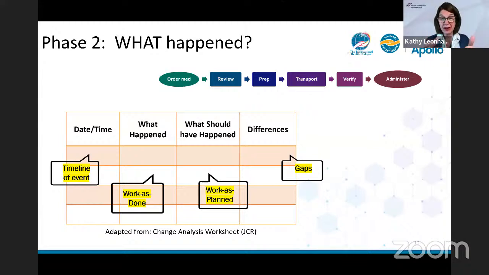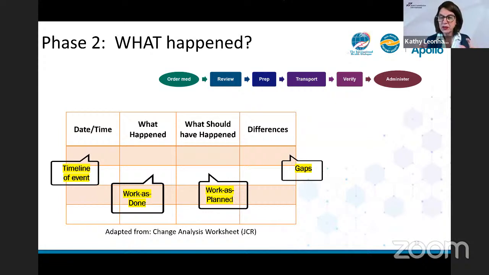What should have happened, work as planned, that physician should have completed his orientation and training. What happened? The new oncologist was practicing alone. What should have happened is that a senior physician, a senior consultant, was there to help proctor and mentor him. Why was there a gap between what happened and what should have happened? We don't know. That's where we're going to get into why did that happen.